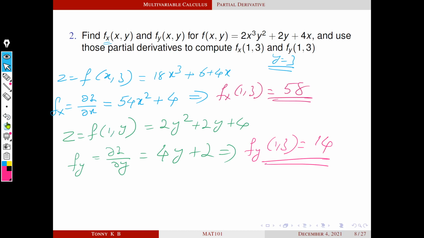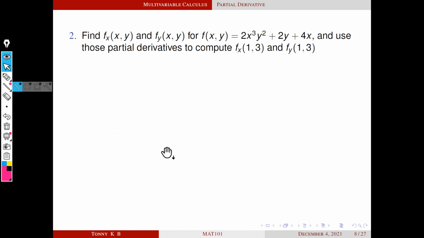Consider the next problem. Actually, this is the same problem as the first one. The only difference is here we are going to solve this problem in a second way. Second way means first we find the partial derivative with respect to x by treating y as a constant. That's all. We do not substitute y equal to 3 or anything like that. We just assume y is a constant. Then you simply differentiate with respect to x. Then we substitute the point (1,3). That's it. Our second method.